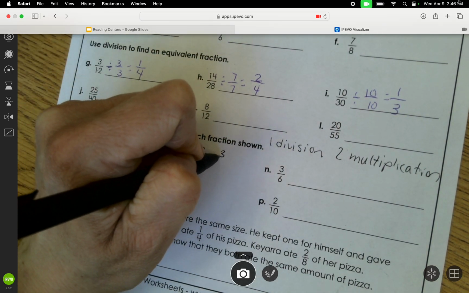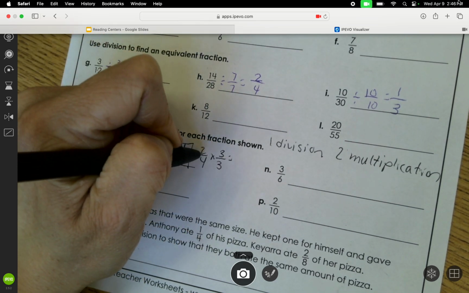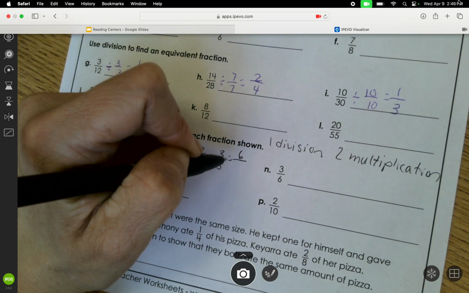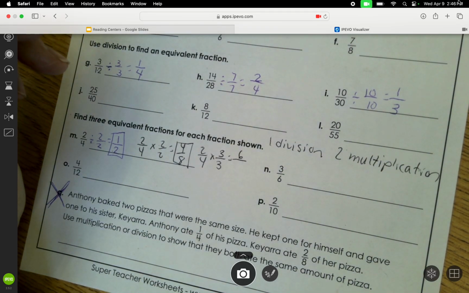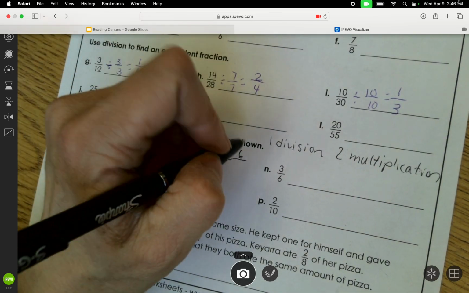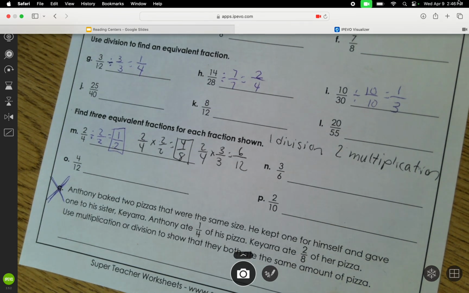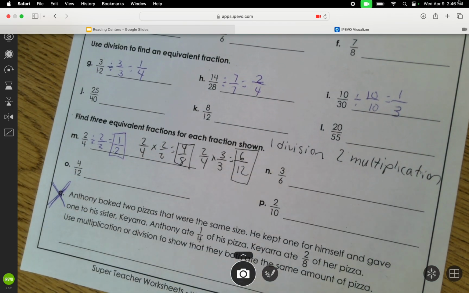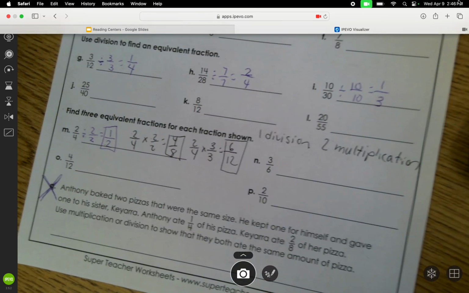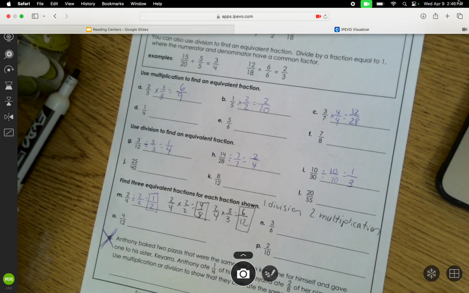I'm going to do 3. 3/3. 2 times 3 is 6. 4 times 3 is, I'm going to skip count. 4, 8, 12. Okay. So you're going to do the rest, and I'm going to box my answer. So I have 3 boxed answers, right? You're going to do the rest for homework.